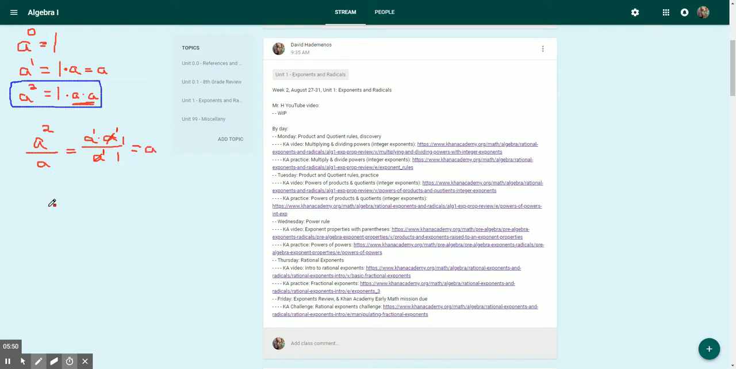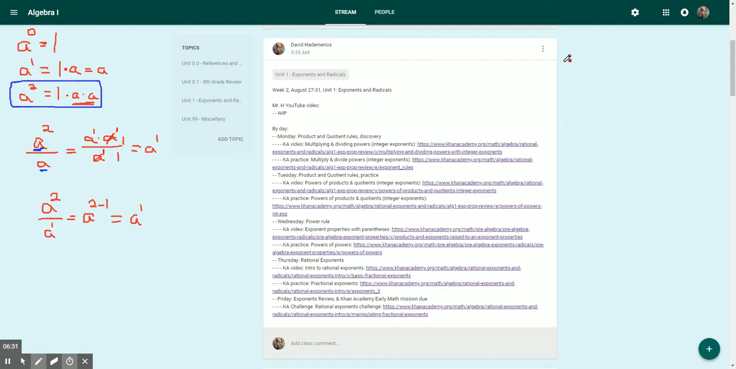So our quotient rule for exponents is going to say that if we have the same base, again, same base, a and a, then we can subtract. So a squared divided by a to the first power is just a to the 2 minus 1 power, which is a to the first power, which is just a. Okay, so this is the kind of abstract version with our variables.